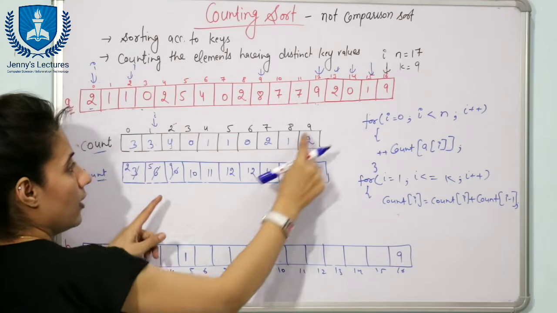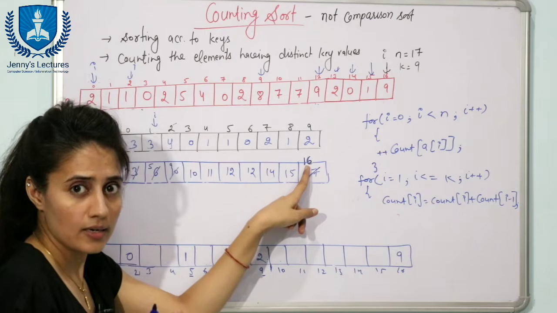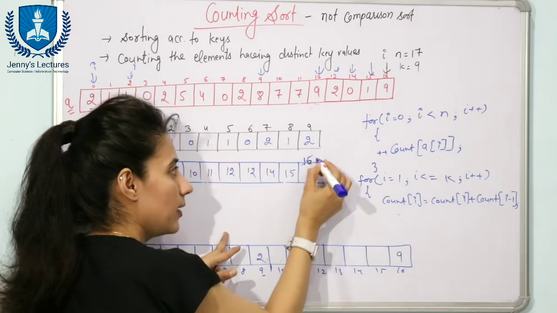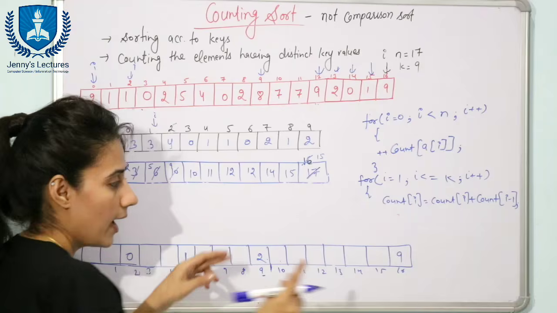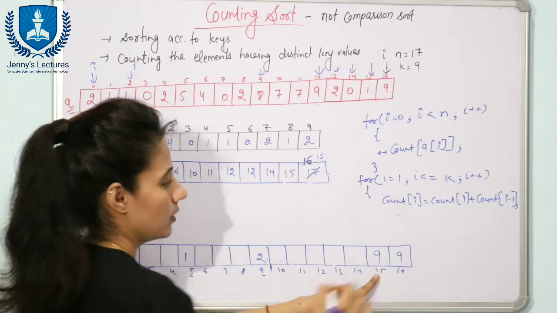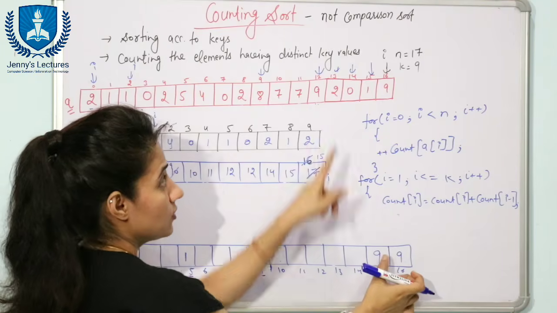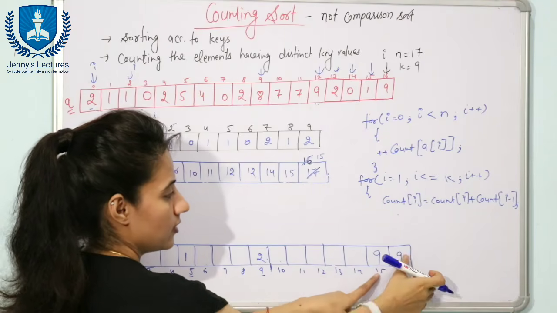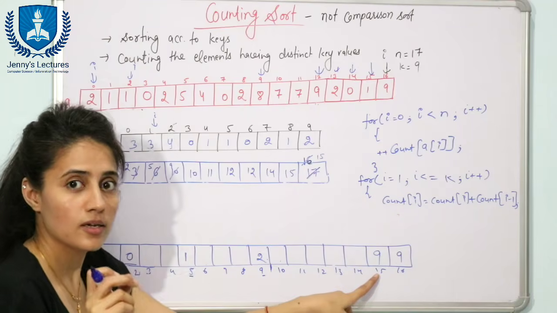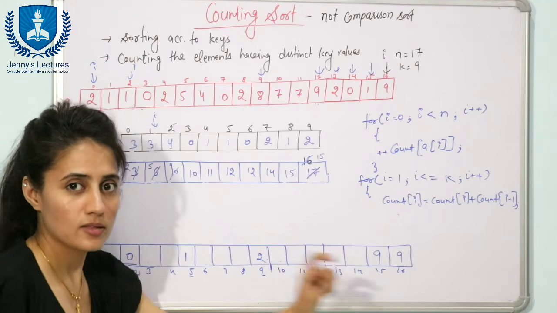Now see, again go to index 9. At index 9 the updated value is 16. But first of all we decrement this, that is 15. And at the 15th index in the output array, you store this 9. So as you can see here, this 9 is at place 15 and this 9 is at 16, and 15 is before 16, or you can say less than 16. So this is how we maintain the stability.